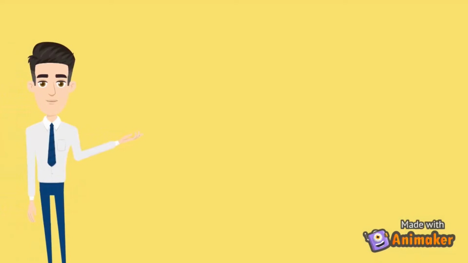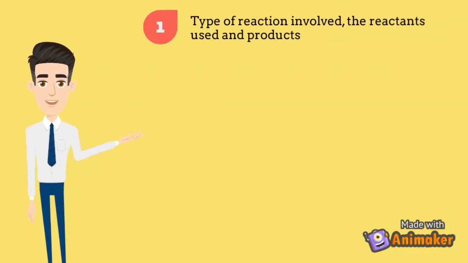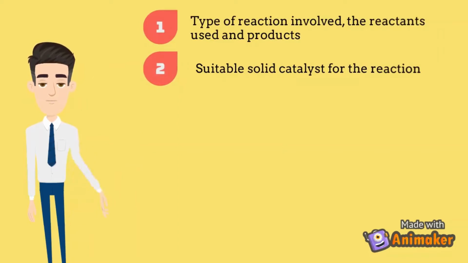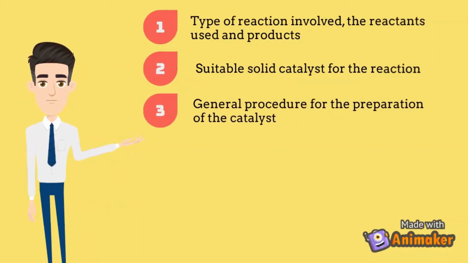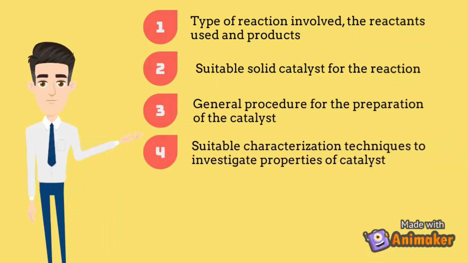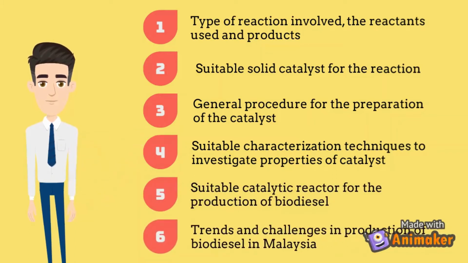In this video, we will explain 5 things, which are the type of reaction involved, the reactants used, and products of biodiesel; one relevant solid catalyst for this reaction; the general procedure for the preparation of the catalyst; suitable characterization techniques to investigate the chemical, physical and morphological properties of the proposed catalyst; a suitable catalytic reactor for the production of biodiesel; and trends and challenges in production of biodiesel in Malaysia.